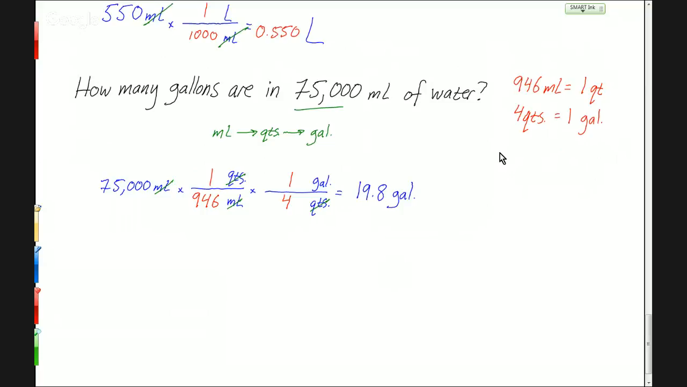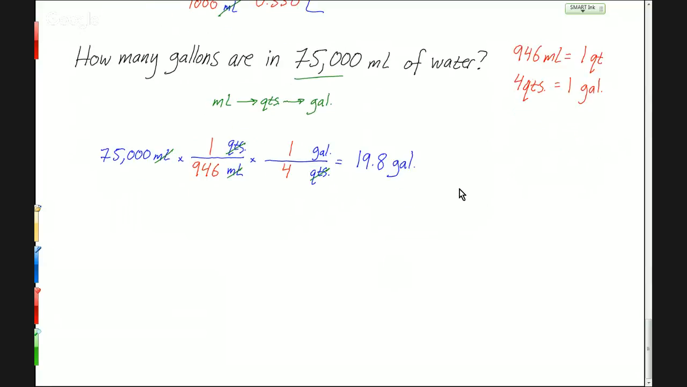But this 946 milliliters in a quart, that has just 3 significant figures. Because if you looked it up, I bet you could find a couple more decimal places out there. I bet it's actually 946 point something something something milliliters in a quart, because those do not have an exact count between them. So some conversions are exact and some of them are measured, like that one. Okay, and we're going to do an example of that. So let me see if you can work this one out on your own.